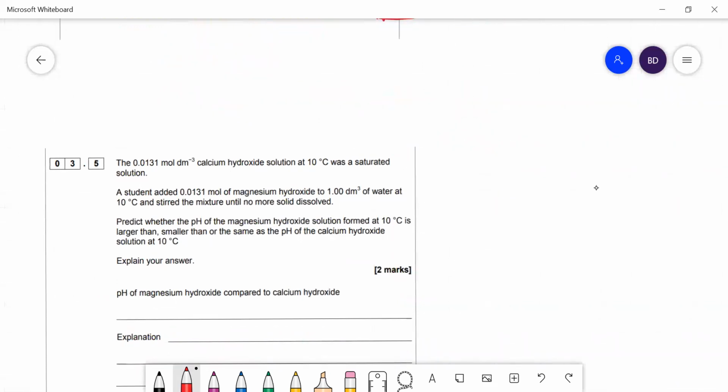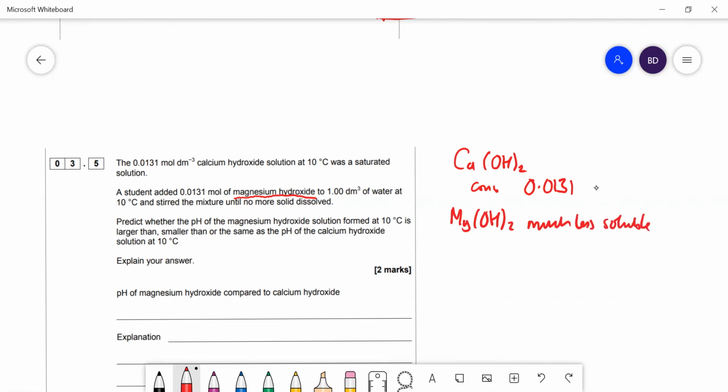So it says your calcium hydroxide solution is a saturated solution, so no more calcium hydroxide will dissolve. Now, you're going to do the same with magnesium hydroxide. So add that much magnesium hydroxide to water. Now, magnesium hydroxide, if you remember, is much less soluble than calcium hydroxide. The solubility increases as you go down group 2 with the hydroxide.